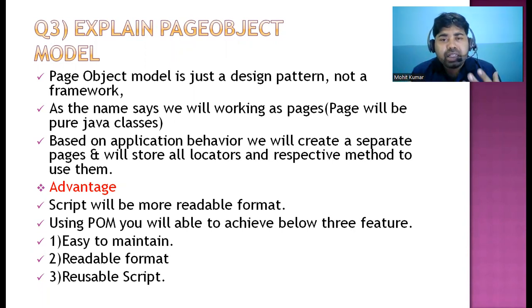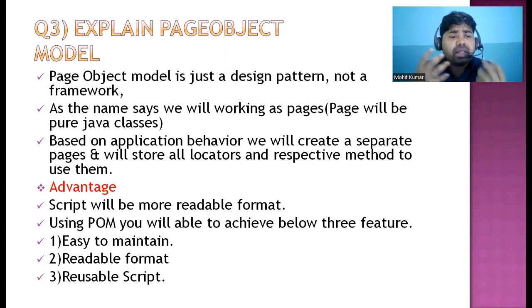So for each page we make one Java class, that is a pure Java class, and in each page class we can store the elements. What will happen in the future if anything is going to change? Every release we have changes. So for a specific module we have specific pages, and we can just go to that specific page and change our script. It will increase the readability of the code, and it will be very easy to maintain.